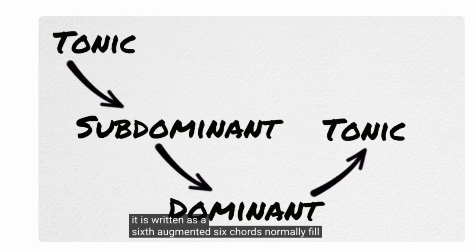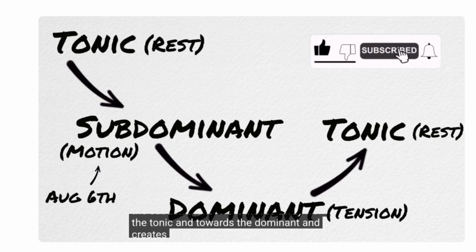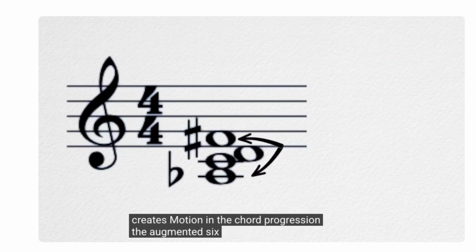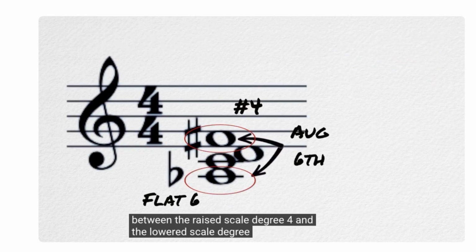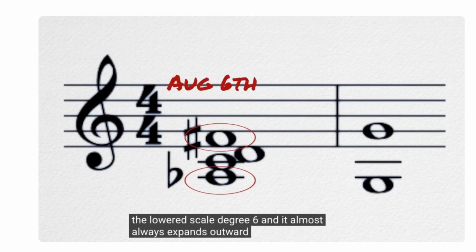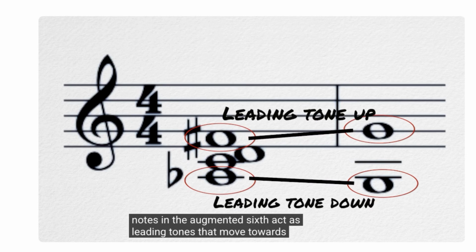Augmented sixth chords normally fill the subdominant role. It moves away from the tonic and towards the dominant and creates motion in the chord progression. The augmented sixth interval is formed between the raised scale degree 4 and the lowered scale degree 6, and it almost always expands outward to an octave. This gives it its unique sound because both notes in the augmented sixth act as leading tones that move towards the dominant.